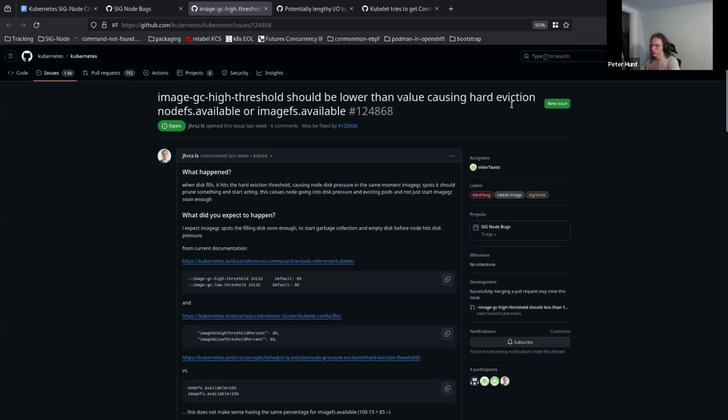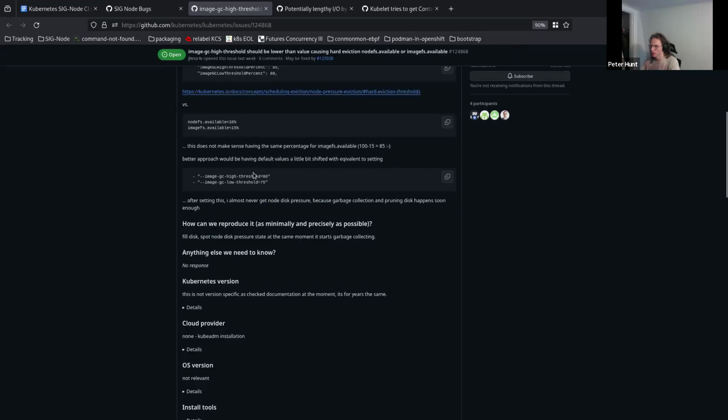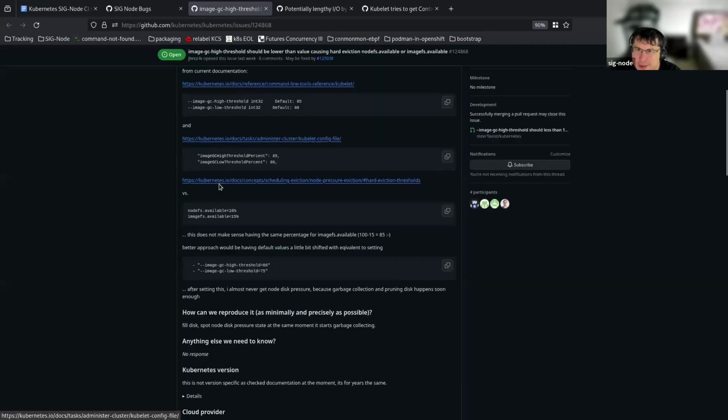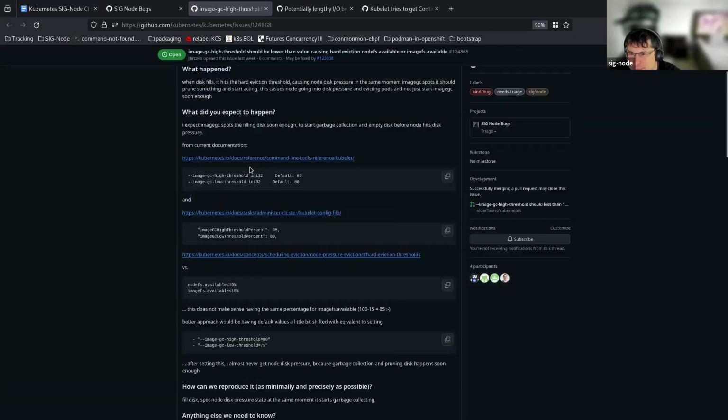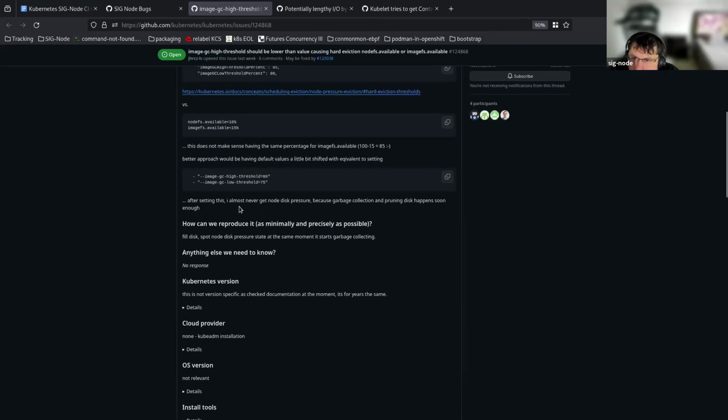Image GC high threshold should be lower than the value used for hard eviction. When disk fails, it hits the hard eviction. I expect lots of filling disks soon enough. Oh, interesting. So if you set garbage collection threshold the same as eviction threshold, then garbage collection doesn't have time to garbage collect. Right. I wonder if it's our default.